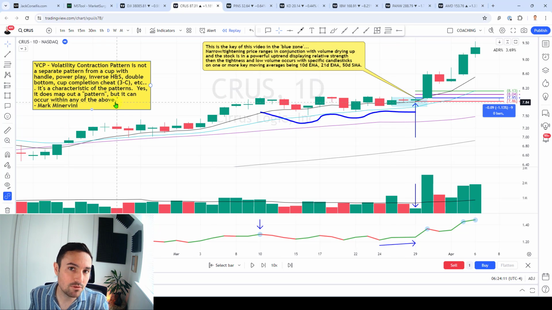This quote is really important. You may just glaze over it, but it's actually really important because a lot of people think you're looking for a pattern. You're not looking for a pattern as such. You're looking for a characteristic that occurs within patterns.